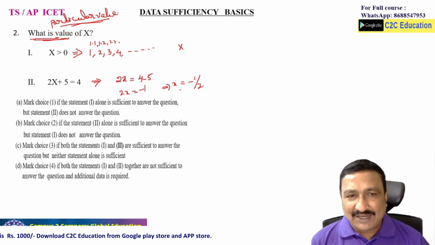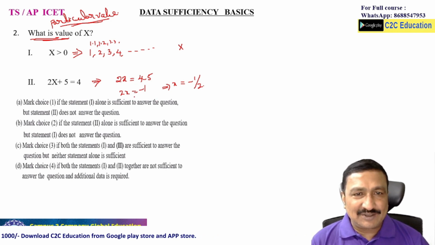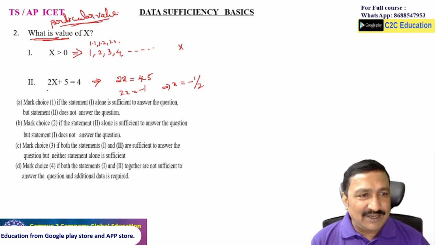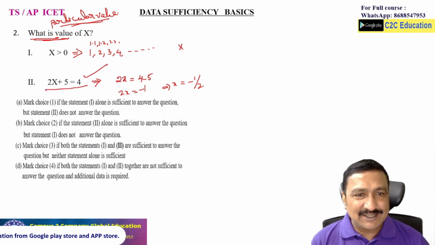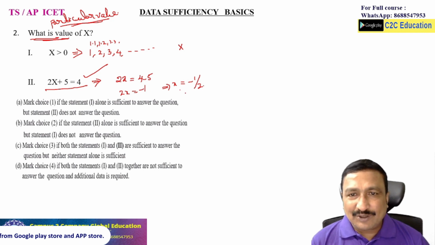But I am telling you, friends, no need to solve these statements. If you solve, you will waste time. They are just asking whether we can find the answer from the given statements or not. According to the second statement, yes, I can say the answer: x is equal to minus 1 by 2. So immediately we have to keep the answer as choice 2.